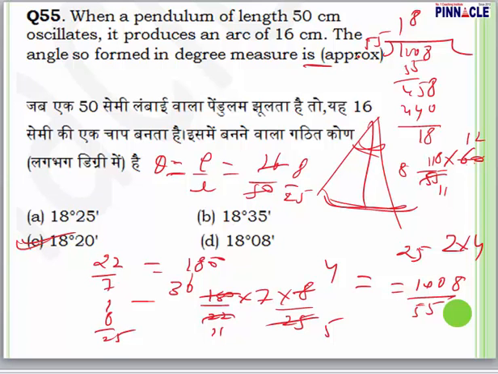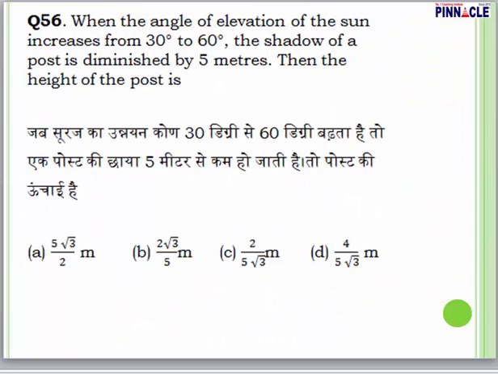Question number 56. When the angle of elevation of the sun increases from 30 to 60 degree, the shadow of the post is diminished by 5 meters. Then the height of the post is, this is the height, and you have to find the value of this. This is 5, and this is 30, and this is 60 degree.